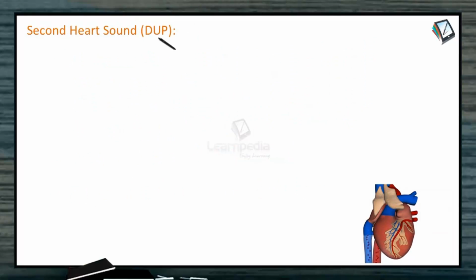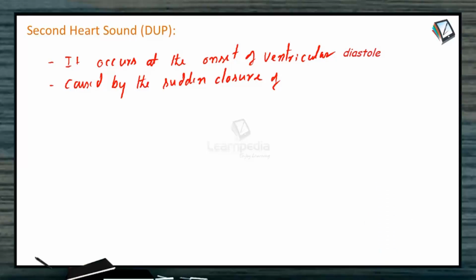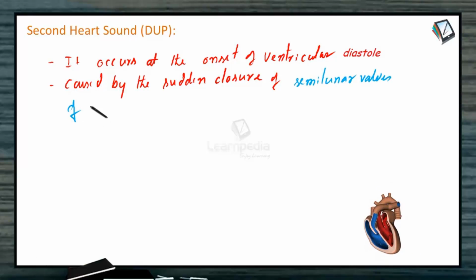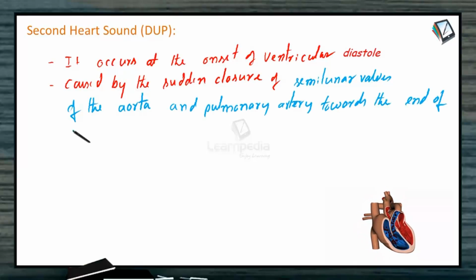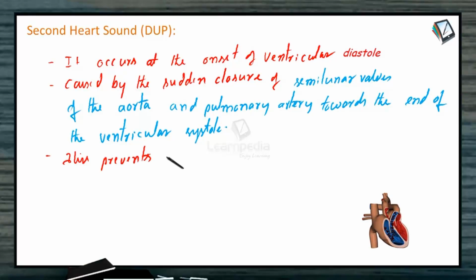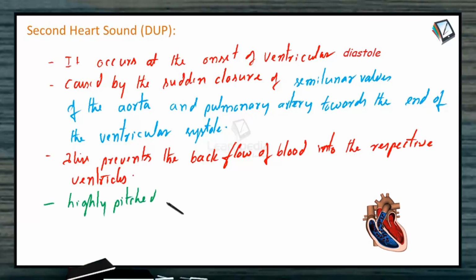The second heart sound, that is the dub sound, occurs at the onset of ventricular diastole and it is caused by the sudden closure of semilunar valves of the aorta and pulmonary artery towards the end of the ventricular systole. This prevents the backflow of blood into the respective ventricles. The sound is highly pitched, louder, sharper and shorter in duration.